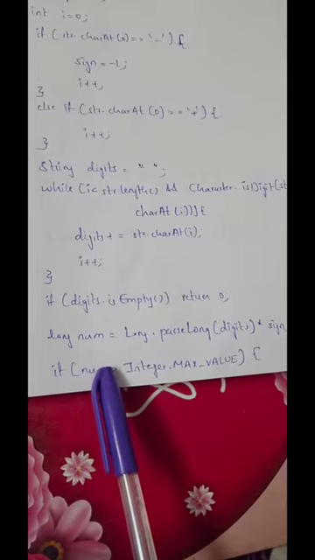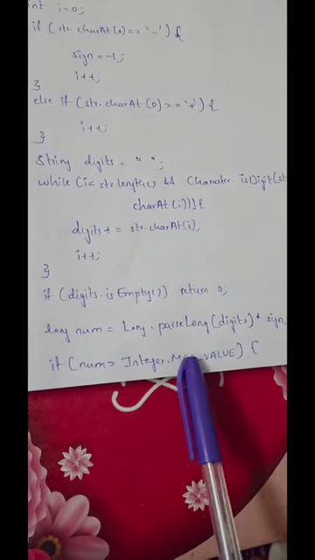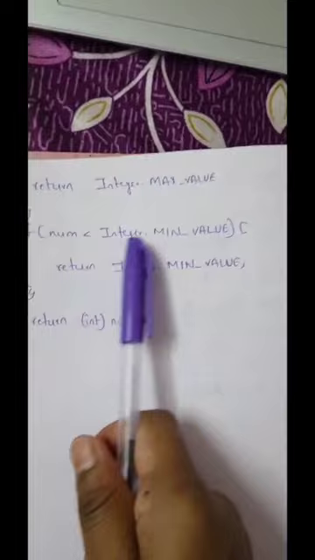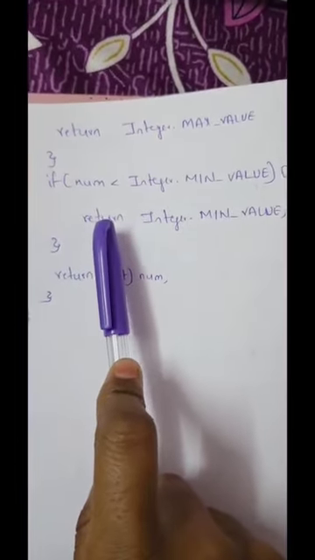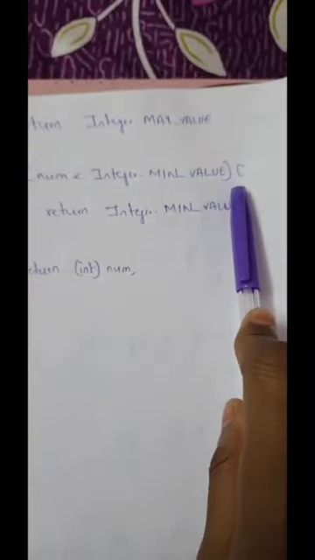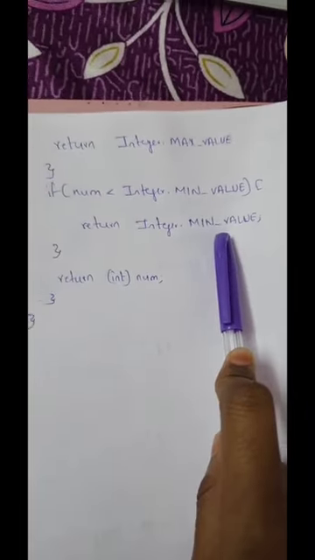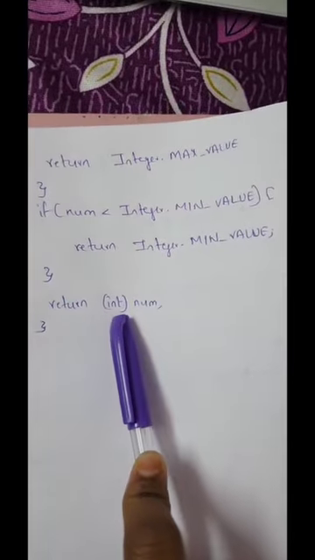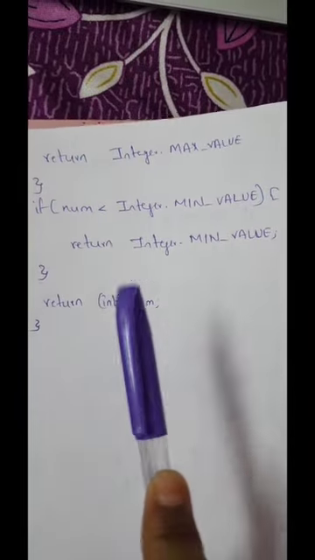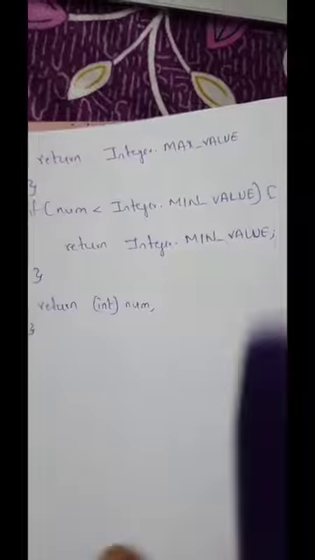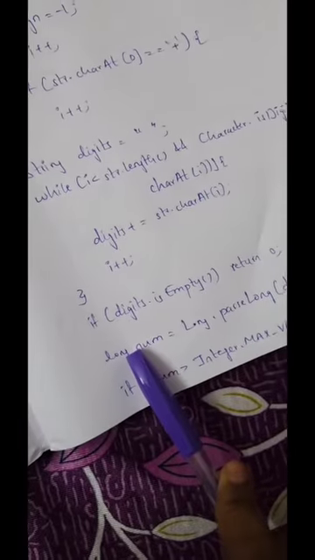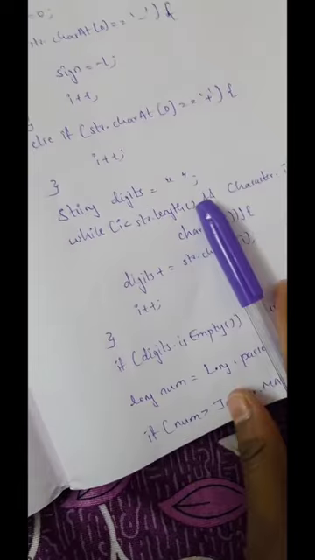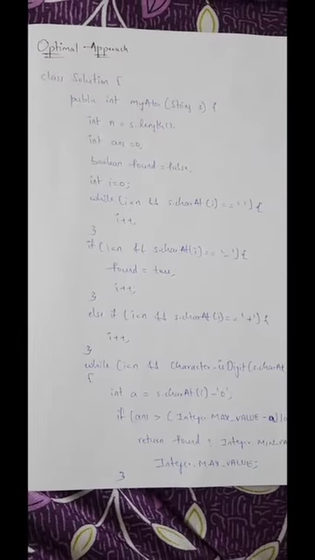Suppose the num is greater than Integer.MAX_VALUE, we directly return Integer.MAX_VALUE. If the num is less than Integer.MIN_VALUE, then we return Integer.MIN_VALUE. This is how we perform this conversion of string to integer, and at the end we return num as an int. Our return type is int, right? I guess you understood why we are using this long: to overcome integer overflows.